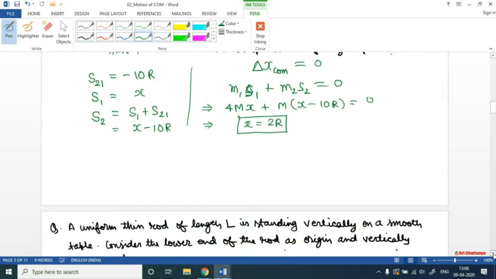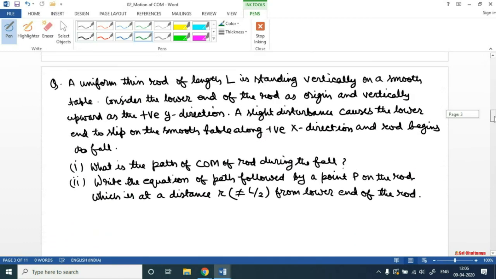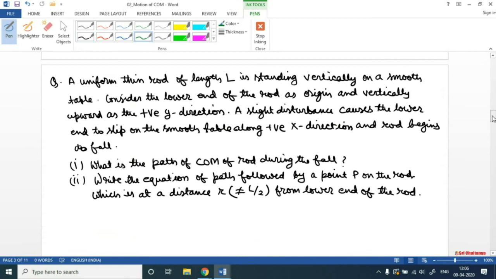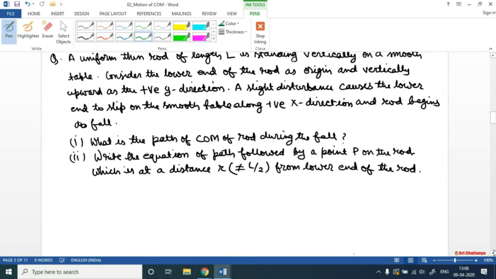So now let's move on to some other question. In this question, we have a uniform thin rod of length L standing vertically on a smooth table. At the same time, let's begin to draw the diagram also. So let's say we have some smooth table and a uniform thin rod here of length L, standing vertically on the smooth table.